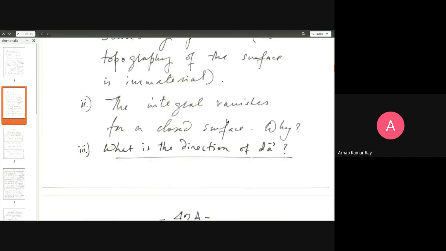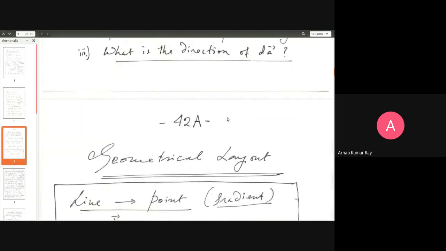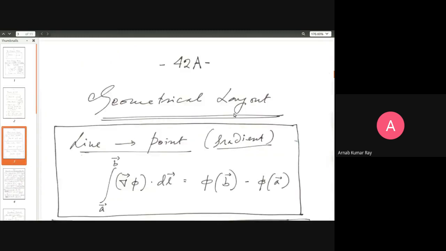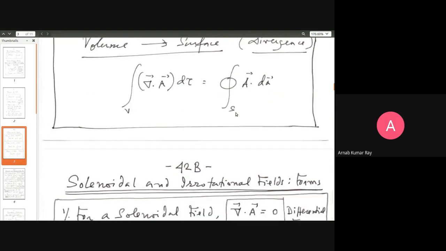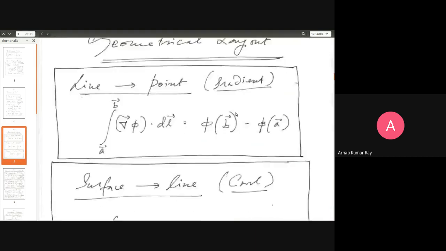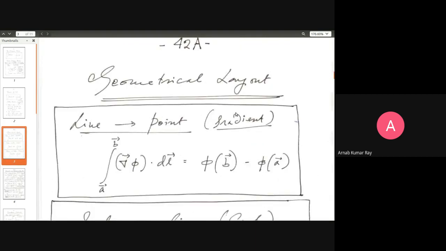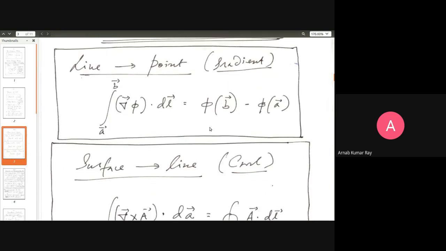Now I shall come to an important point. This is what I wanted to touch upon. I'm calling this thing the geometrical layout. I'm not discussing any geometry as such. This geometrical layout is the way I have just defined. I've just discussed the way you collapse one integral on another. Let us see. First, the theorem of gradient. The theorem of gradient says gradient of phi dot dl going from A to B.